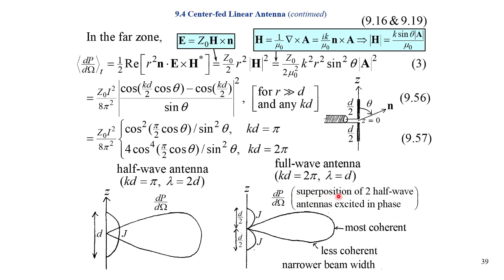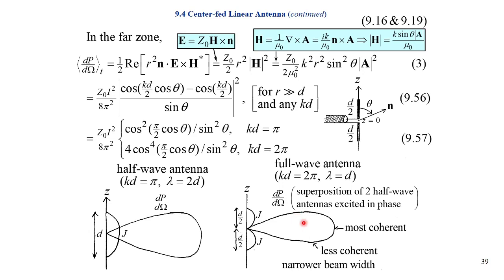So it looks like a superposition of two half-wave antennas excited in phase. What's the difference? If we have this one, the angle is much broader. However, for this one, it's quite sensitive to theta, so it will become narrower. So very coherent, less coherent outside, and very coherent at theta equals pi over 2. We have a narrower beam width. So actually this one gives us the idea of phase array radar. By controlling the phase here, we can control the beam profile and beam directions.